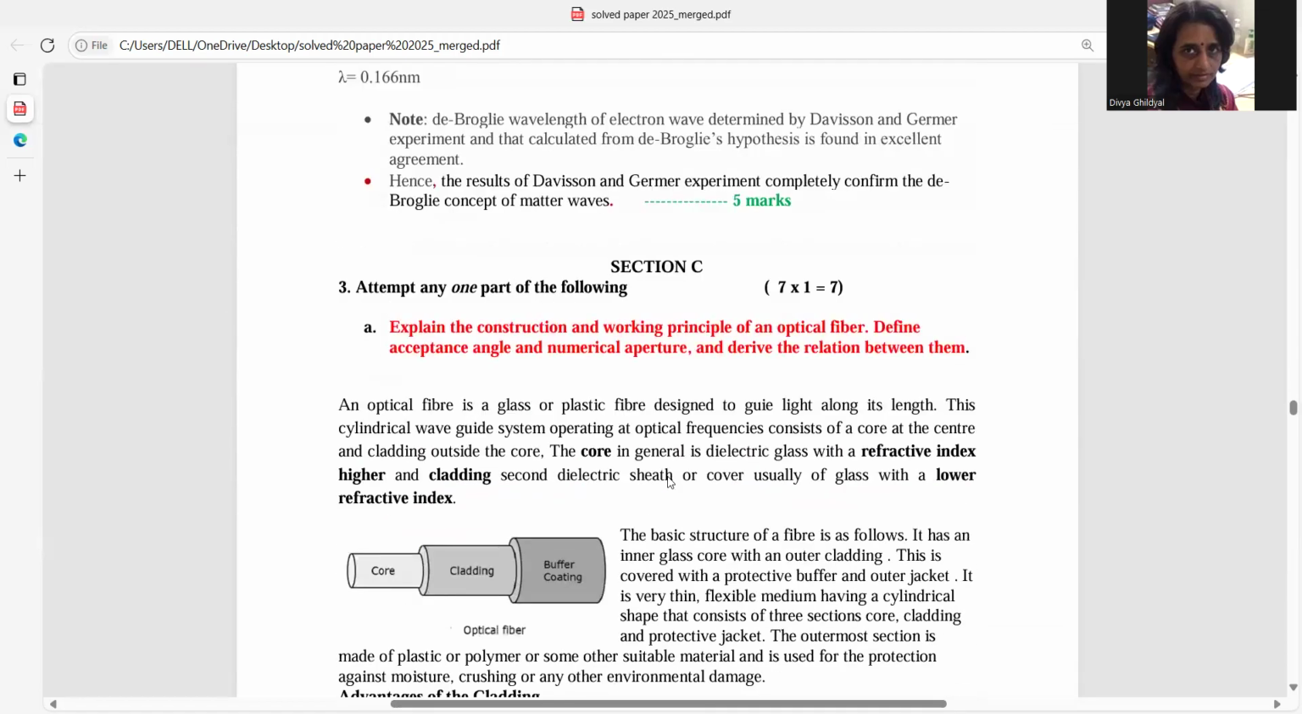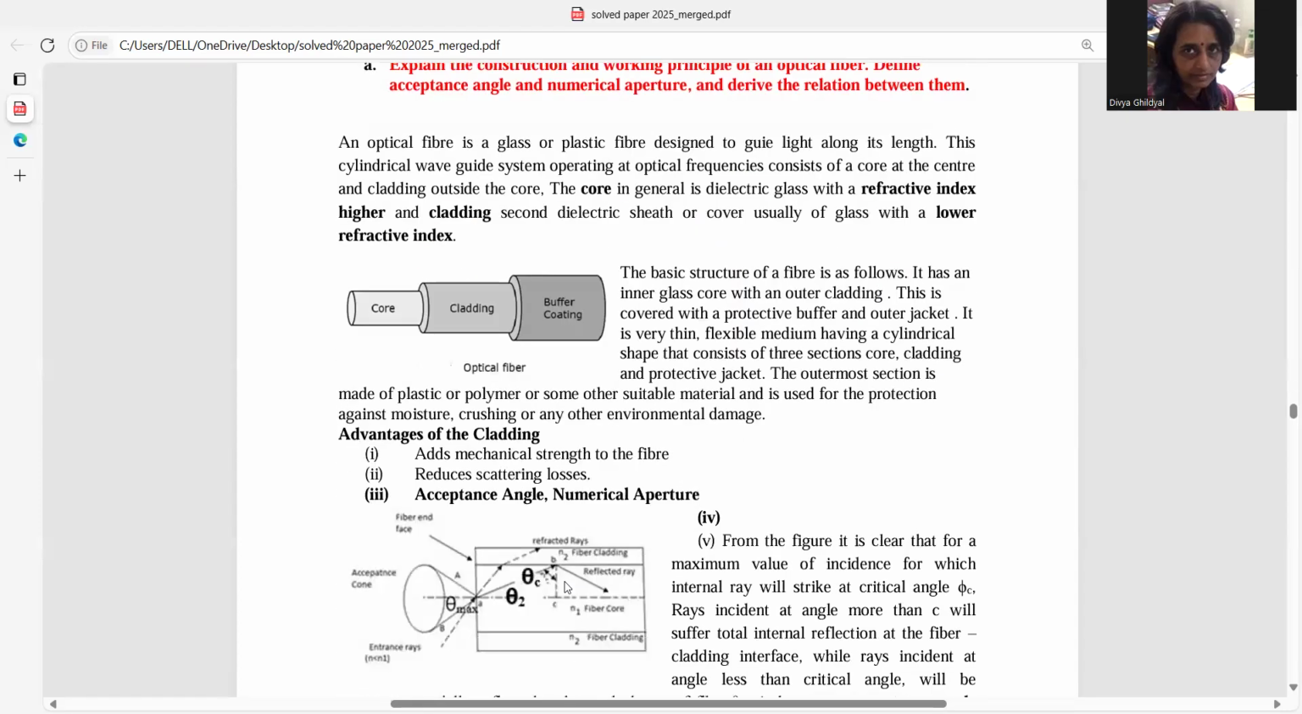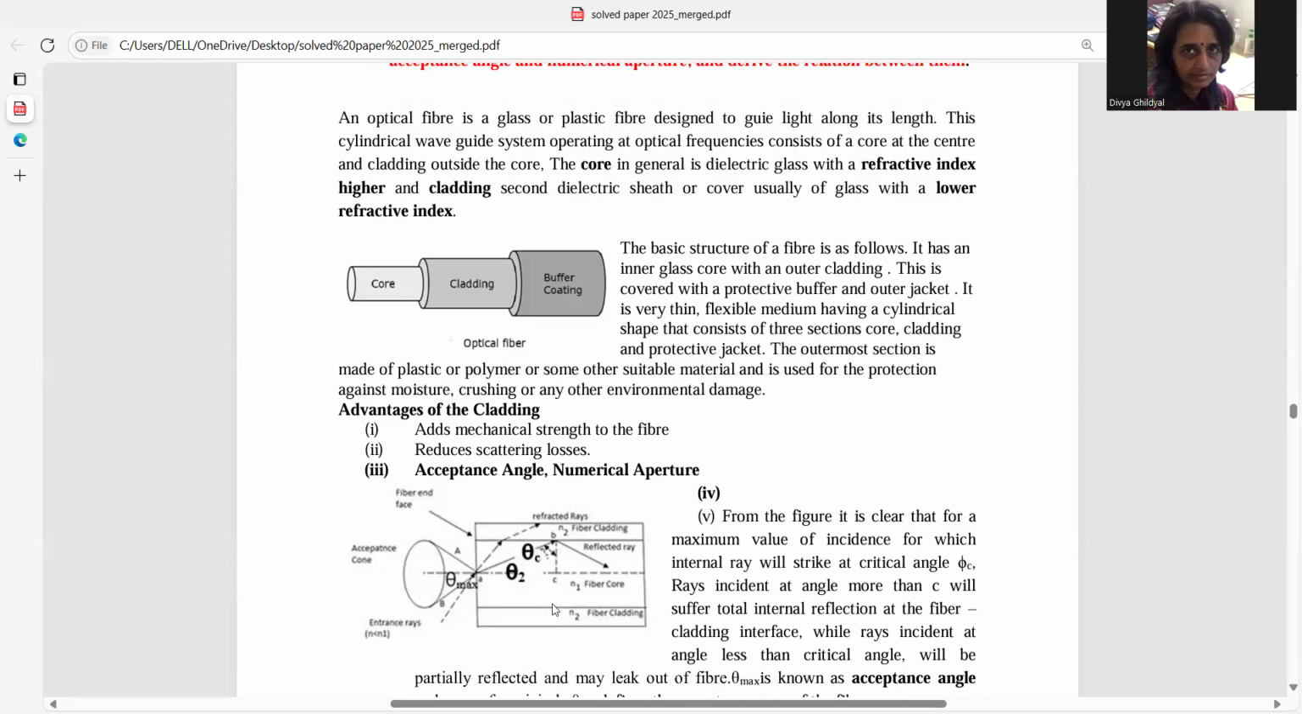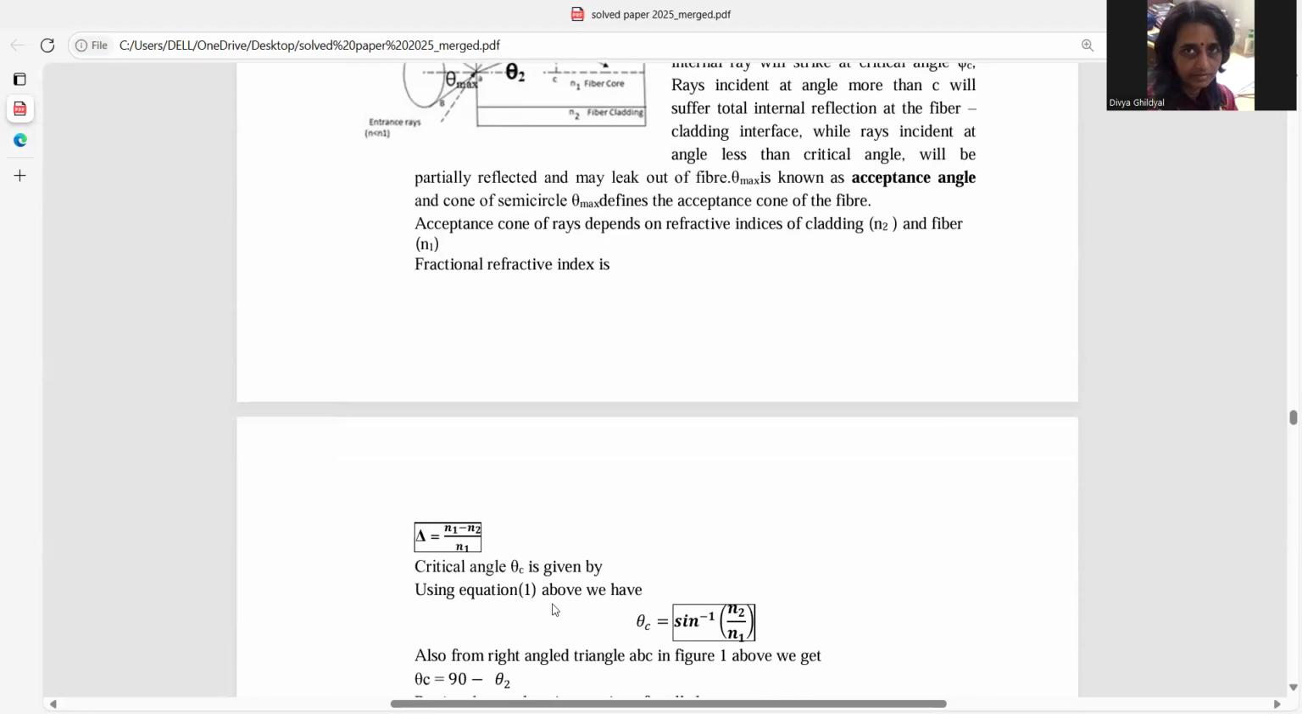Then construction and working of an optical fiber. Define the term, construction and working. 4 to 5 marks. Acceptance angle, numerical aperture, and relationship between them. So you divide your marks around, say, 3.5, 3.5 this way. So what is an optical fiber? Consisting of core, cladding, and buffer coating. Acceptance angle, numerical aperture. Make this diagram, show the acceptance angle, show the numerical aperture.